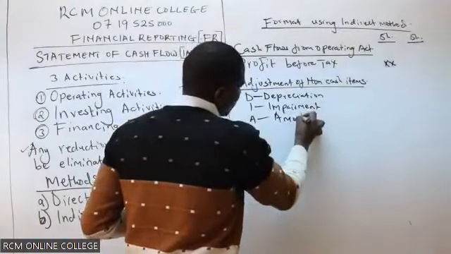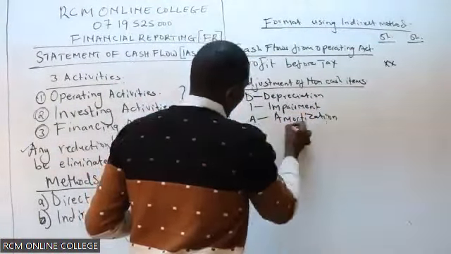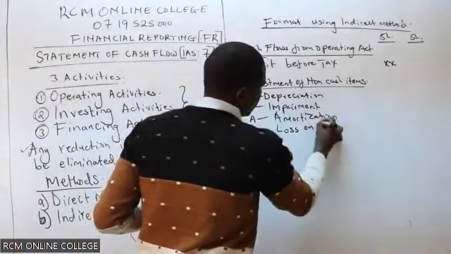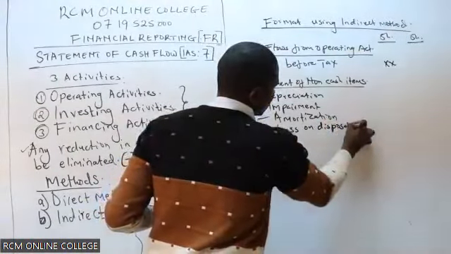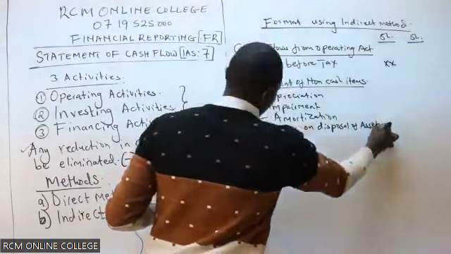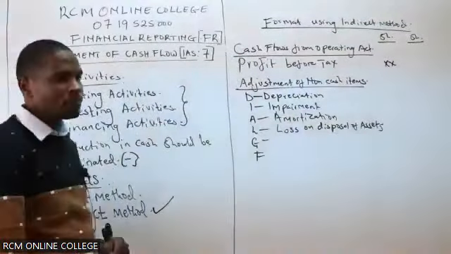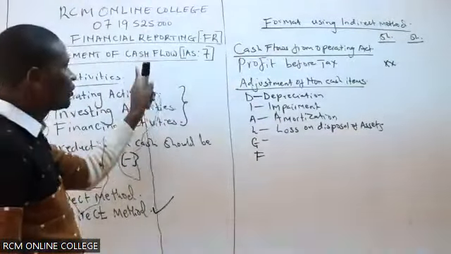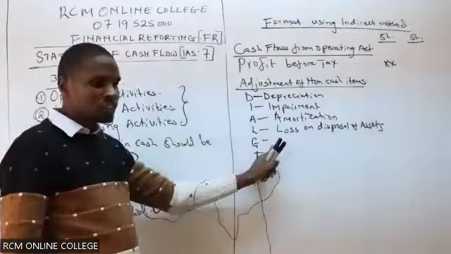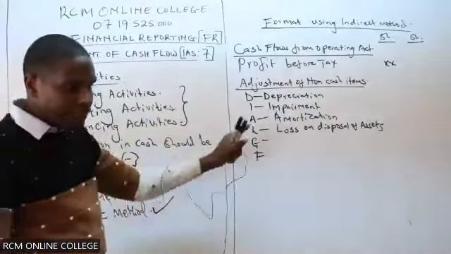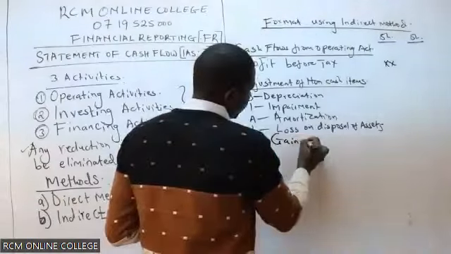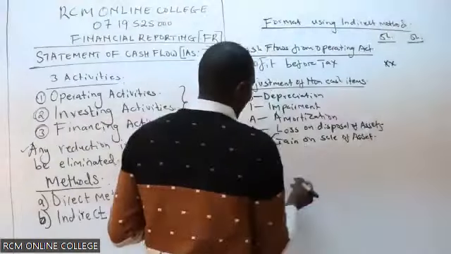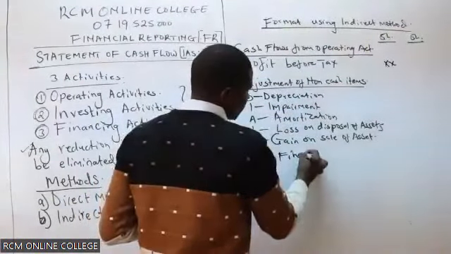Amortization. We have loss on disposal of assets. Next one, G stands for... Remember, we are looking at the cash flow statement. For those who are still joining, we are looking at the cash flow statement. So G stands for gain, gain on sale of assets. We are doing well. Then we have finance cost.